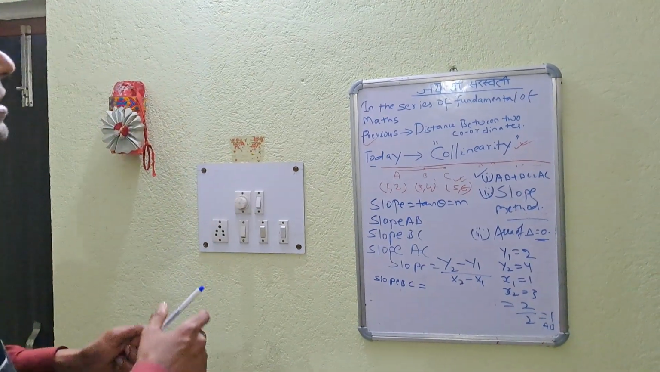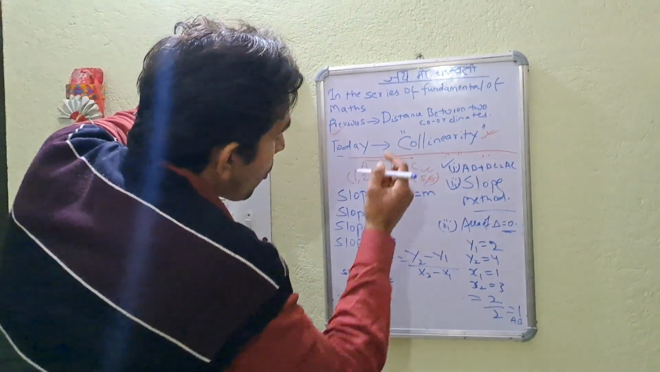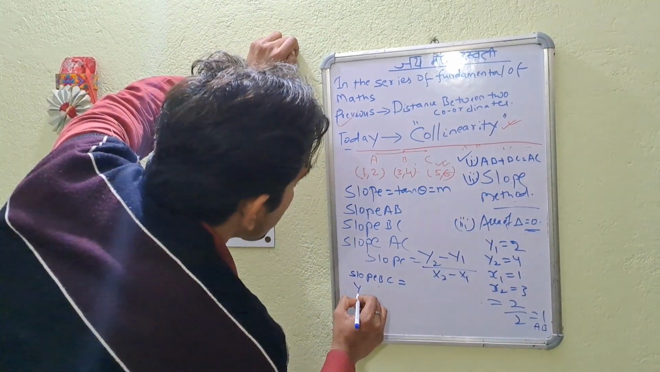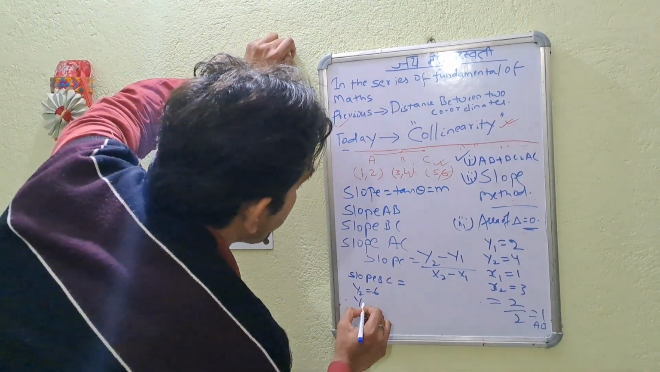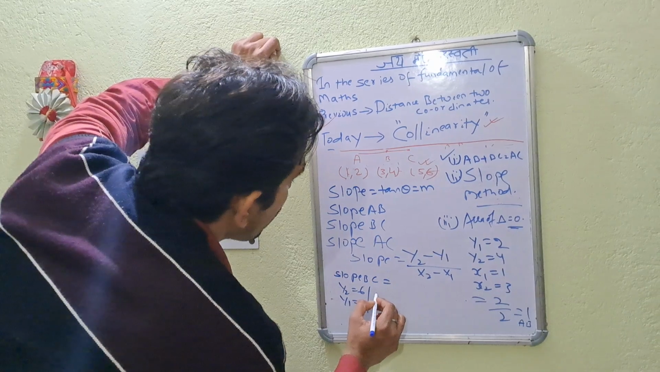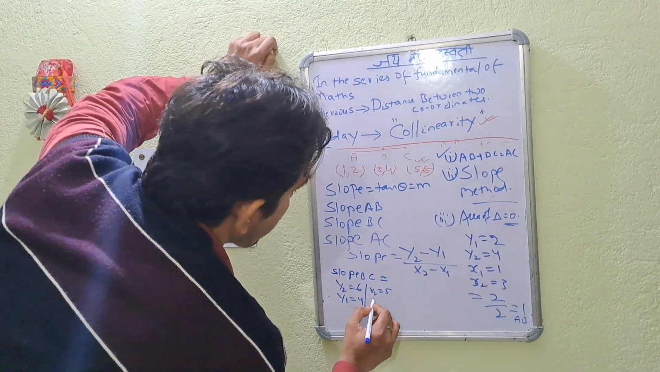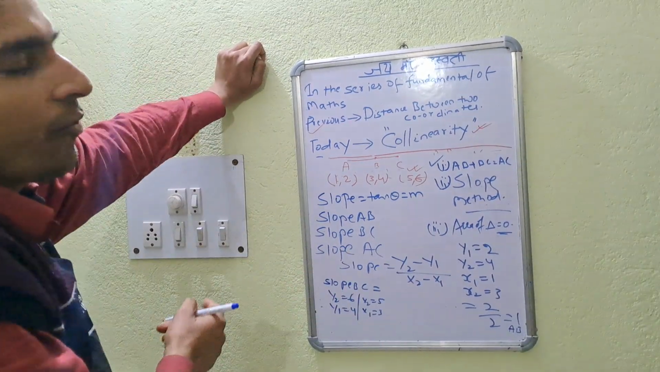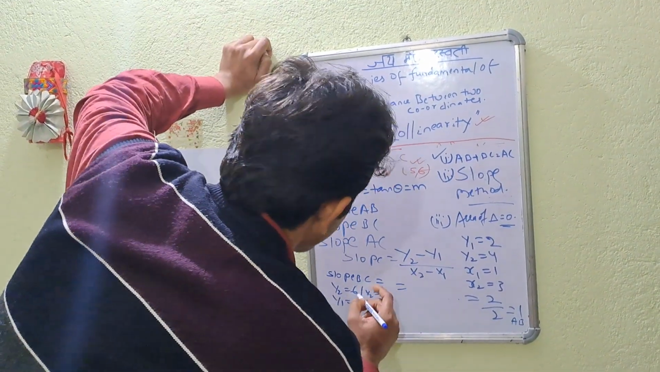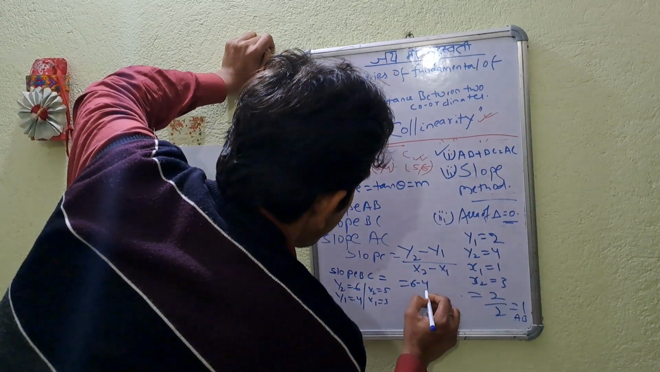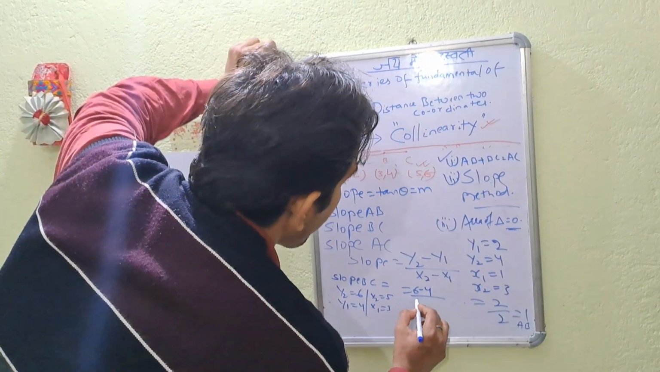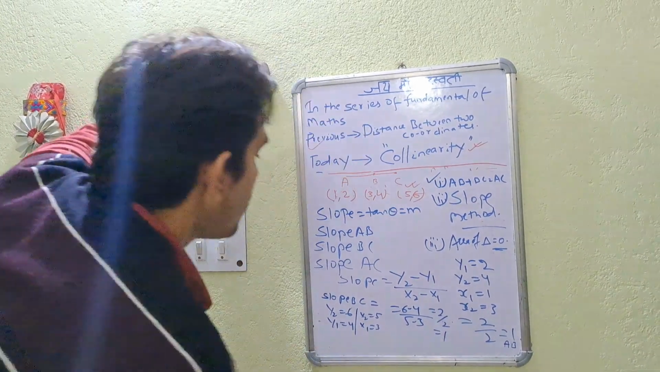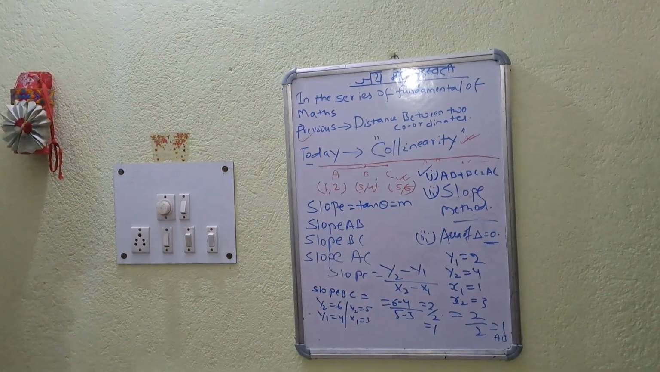Now we will be calculating the slope of BC. In the slope of BC, the numerical values will change. y2 will be 6, y1 will be 4, x2 will be 5 and x1 will be 3. So we will be substituting the values again into y2 minus y1, that is 6 minus 4, by x2 minus x1, 5 minus 3. It will be 2 by 2. That will be 1. Now the slope of BC is also coming to 1.